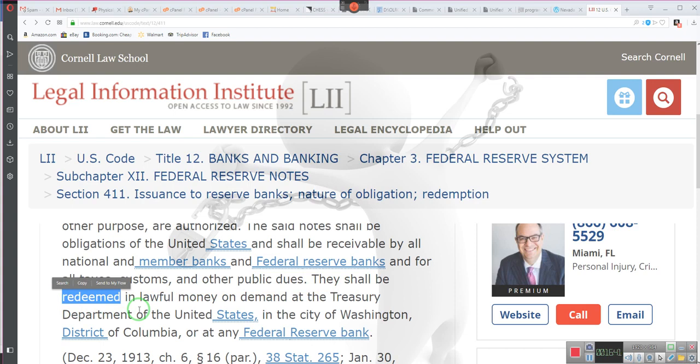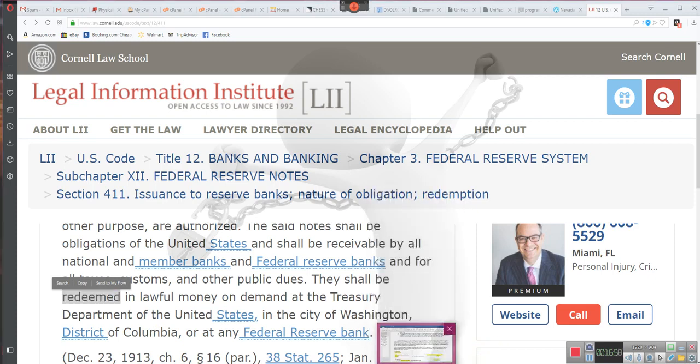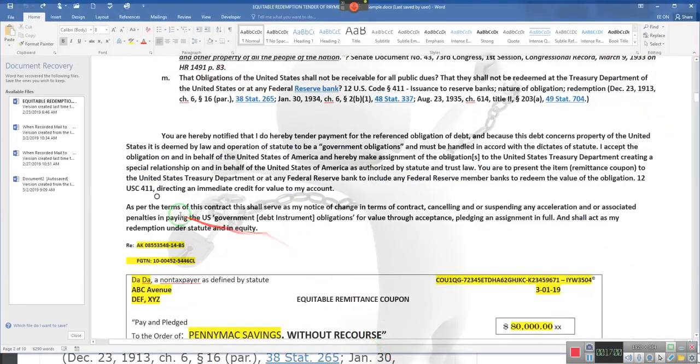All I had to do was see that Chase case, where Mr. Wade Chase and Mr. Burt had their little case in Alabama. They told you everything in that case. It's all there. Okay, so because they talk about your right of equitable redemption, we're doing equitable redemption. See, equitable remittance coupon, and we're talking about redeeming.